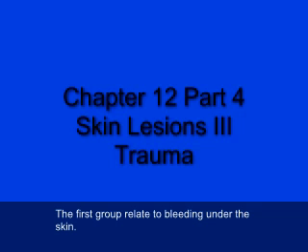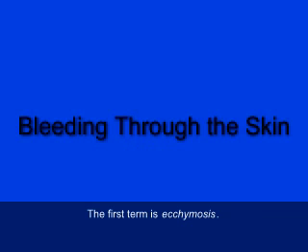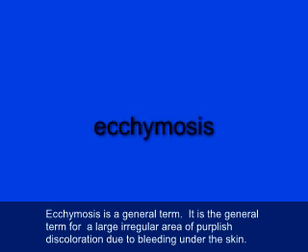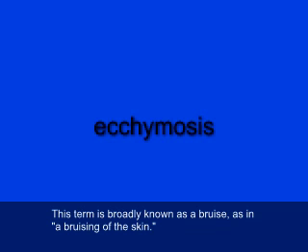The first group relate to bleeding under the skin. The first term is ecchymosis. Now, ecchymosis is a general term. It is the general term for a large, irregular area of purplish discoloration due to bleeding under the skin, and this could have a variety of causes. This term is broadly known as a bruise, as in a bruising of the skin.